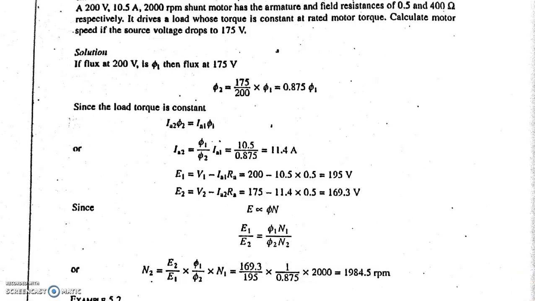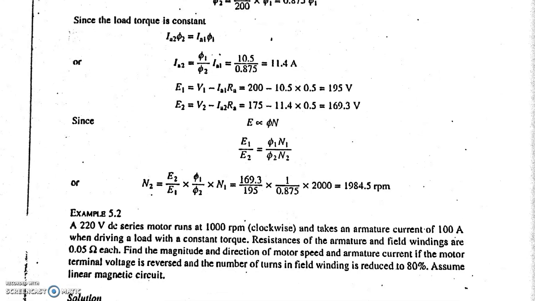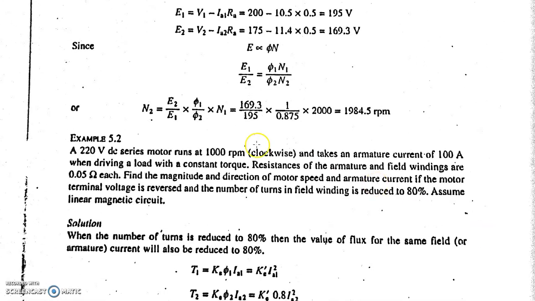A similar numerical is also there. In that case, instead of a shunt motor, this is a 220 volt DC series motor that runs at a speed of 1000 rpm, armature current 100 ampere, and a constant torque. The similar condition is there. There is a constant torque. Resistance of armature and field winding are 0.05 ohm each, and find the magnitude and direction of speed and armature current if the motor terminal voltage is reversed and the number of turns of field winding is reduced to 85%.